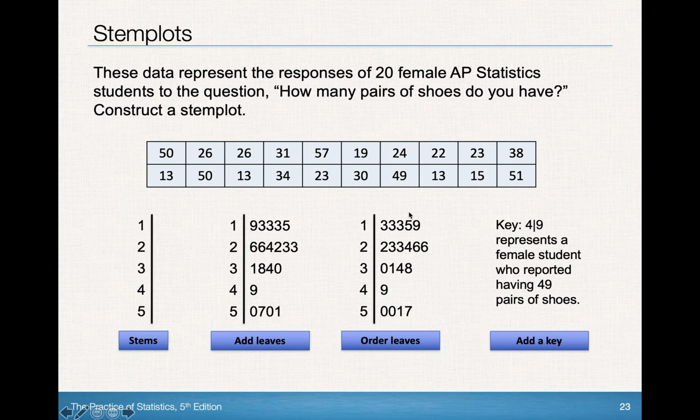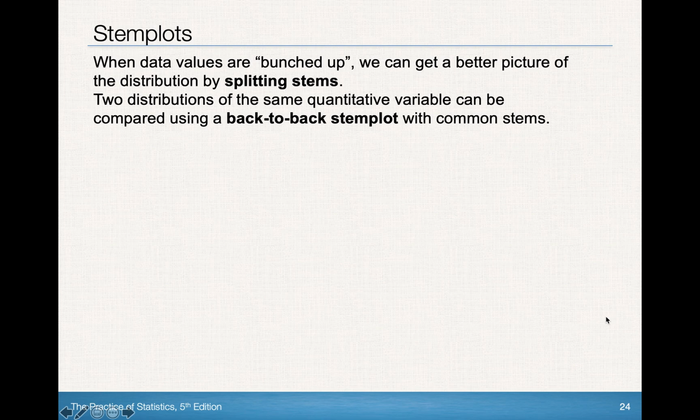So if you look at this, you can almost turn this stem and leaf plot sideways, and it would be almost a dot plot, where you can kind of get an overall picture of the distribution. Okay. When data values are bunched up, we can get a better picture by splitting the stems. If we wanted to compare two quantitative variables, we can do a back-to-back stem plot. So I'll show you both of those.